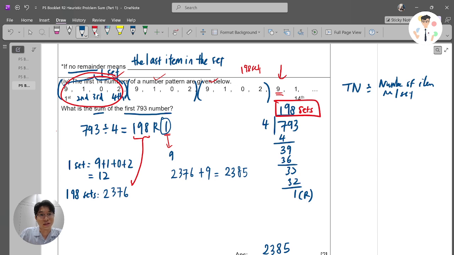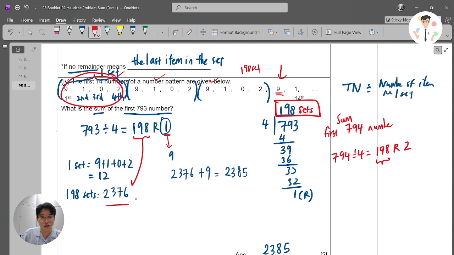Teacher, just as an example, what if I want to look for 794? First, find the sum of 794 numbers. Then you'll be doing the same thing, 794 divided by 4. But your answer will be 198 remainder 2. And 198, the same thing, right? What you did is 2376. And this remainder 2 tells us that there are extra 2 numbers. And what are those 2 numbers? In that case, it'll be 9 and 1. So you'll have 2376 plus 9 plus 1. Then you'll find out the answer is 2386.